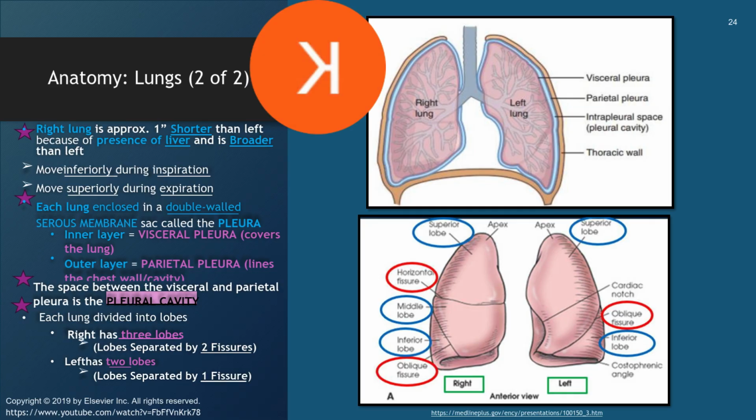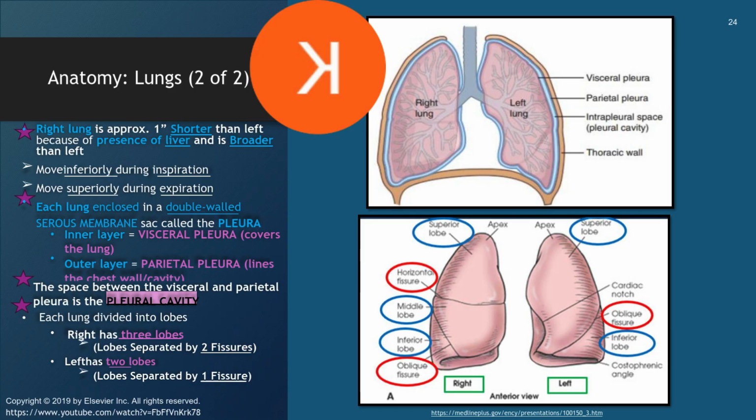The right lung is approximately 1 inch shorter than the left because of the presence of the liver, and is broader than the left. It moves inferiorly during inspiration and superiorly during expiration. Each lung is enclosed in a double-walled serous membrane sac called the pleura. The inner layer is the visceral pleura, which covers the lung. The outer layer is the peritoneal pleura that lines the chest wall and cavity. We've seen this in the slide before. The space between the visceral and peritoneal pleura is called the pleural cavity.